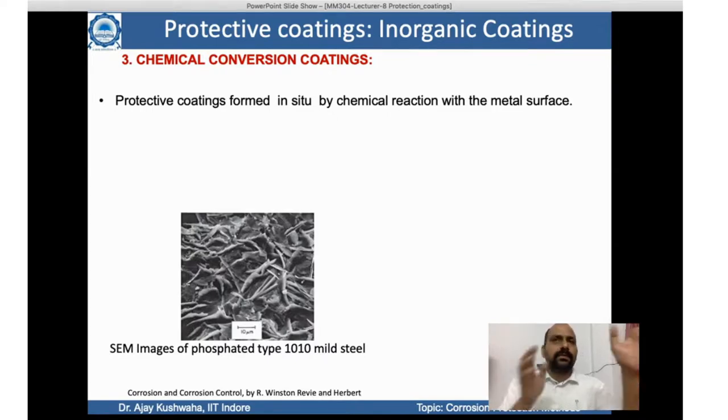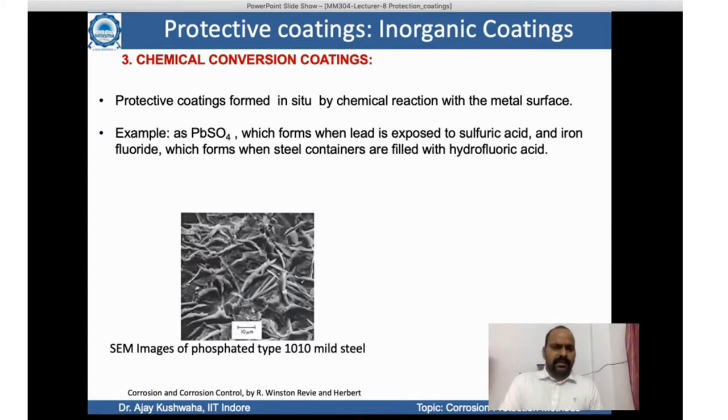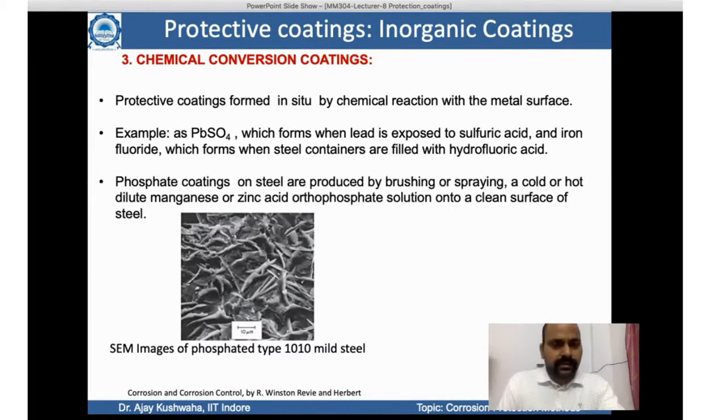So in the first two cases, in one case we were doing the glass coating, in the second one we were doing the cement coating under the inorganic coating. The third one is we are just going to make some material by reacting two chemicals on the metal surface. Examples are PbSO4, which forms when lead is exposed to sulfuric acid, and iron fluoride, which forms when steel containers are filled with hydrochloric or hydrofluoric acid.